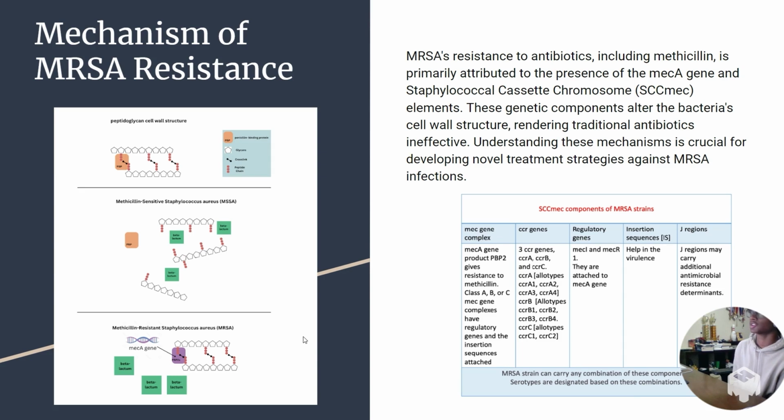So the image on the left shows how the mecA gene works its way into MRSA and makes it methicillin resistant, while the right shows the different types of elements of the SCCmec component chromosome. The different types are designated based on the combinations of these five different components of the SCCmec.